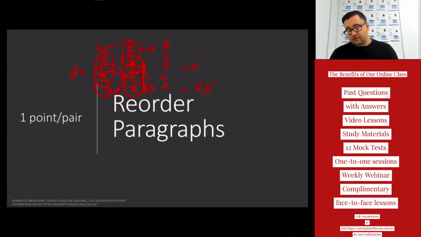Now, those of you who are already enrolled, or those of you who are doing online classes, you can go to the reorder paragraph section. There is one article about tips and tricks for reorder paragraphs, where I have listed 11 different tricks that you can apply. Have a look at them, it will help you a lot. And if you don't understand anything, you know that you can get in touch with me and discuss these things.